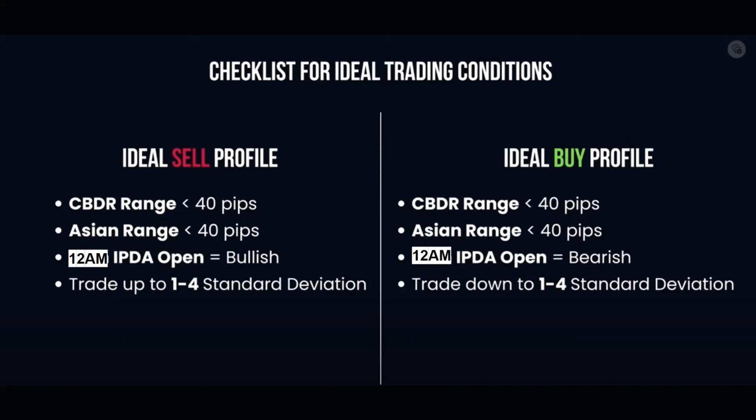For a buy profile, it's just going to be the opposite. So CBDR range is going to be less than 40, Asian range less than 40, and your IPDA midnight open is going to be bearish. So we're looking for liquidity to be taken out on the downside, or sell side liquidity, and trade down to about 1 to 4 standard deviations.